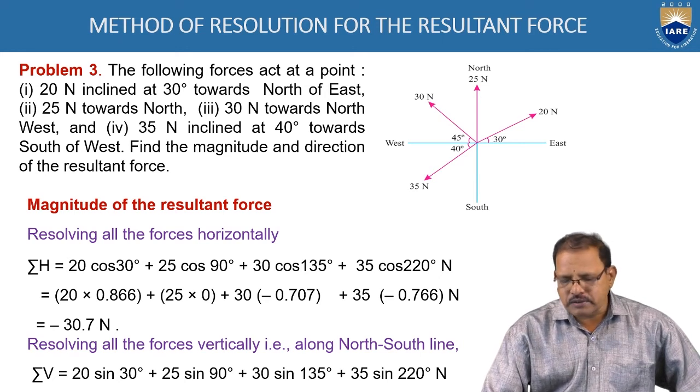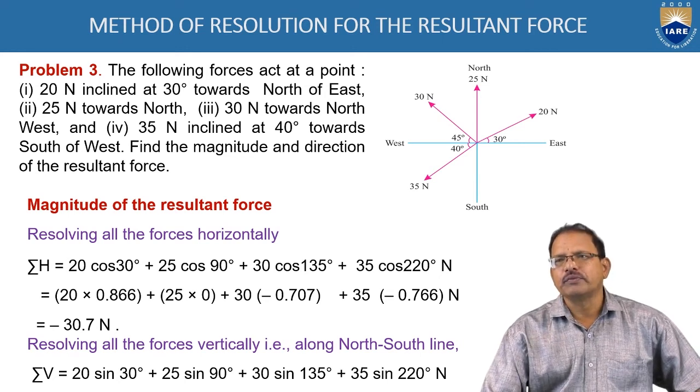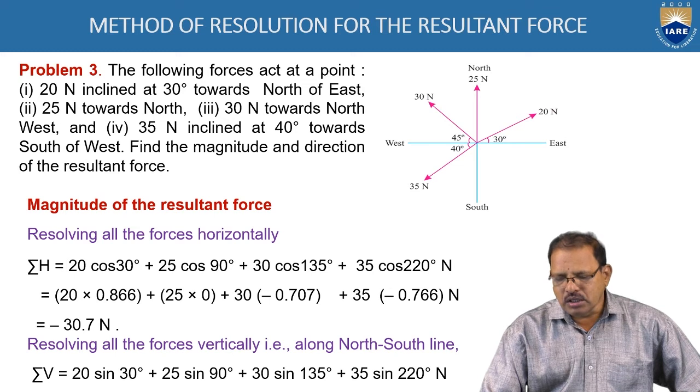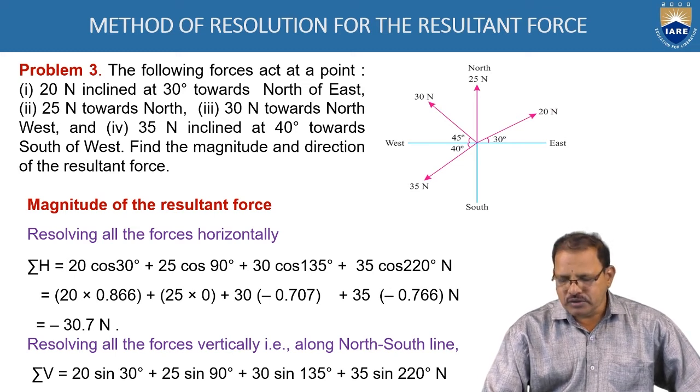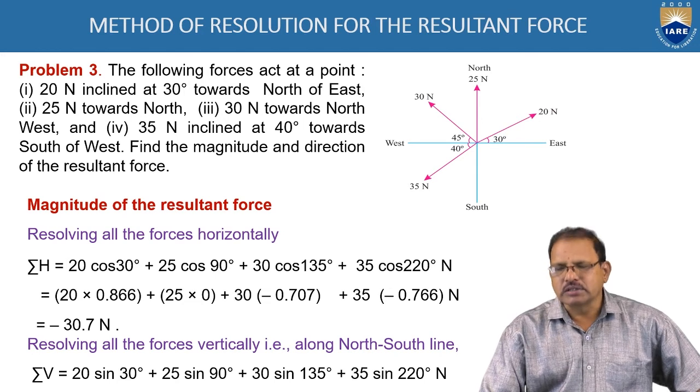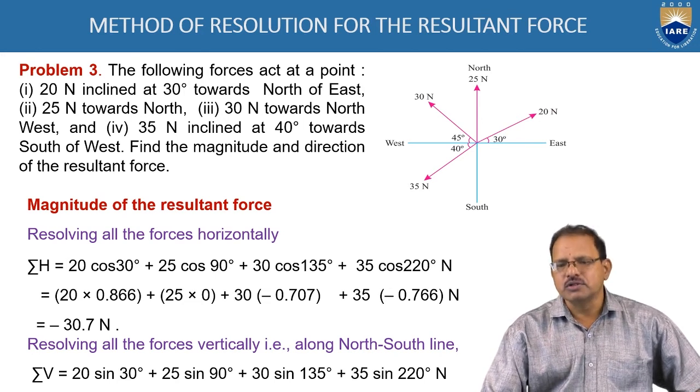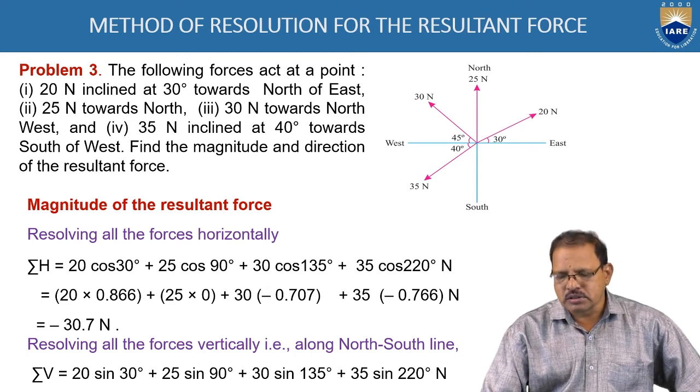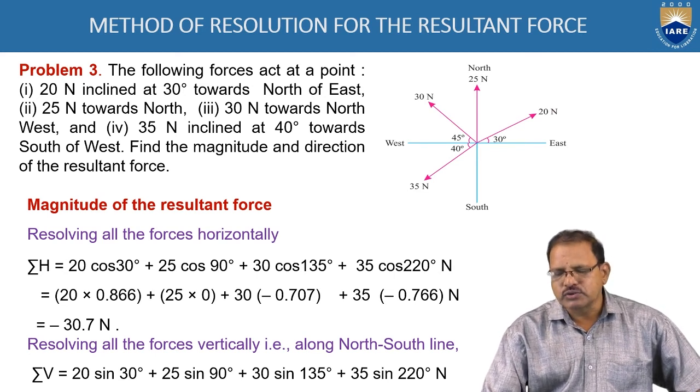Okay, these forces are represented in a figure now. Here we have taken just the x-axis and y-axis. The positive x-axis is treated as east, the negative x-axis is west. Similarly, the positive y-axis is north, and the negative y-axis is treated as south. Based on these directions, we represented the forces 20 newtons, 25 newtons, 30 newtons, and 35 newtons in the figure.